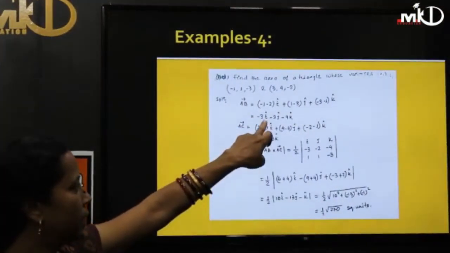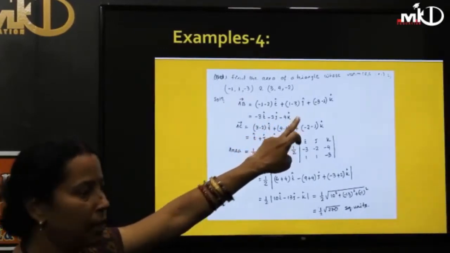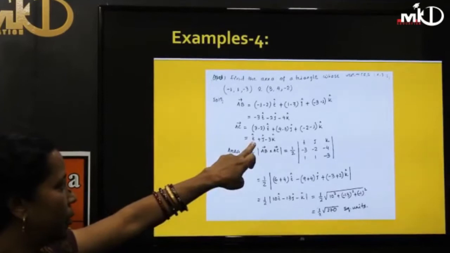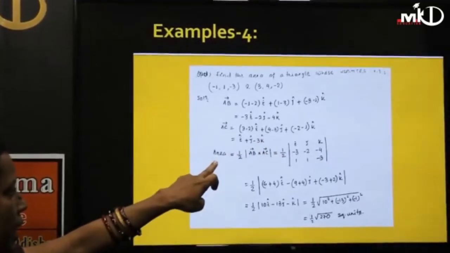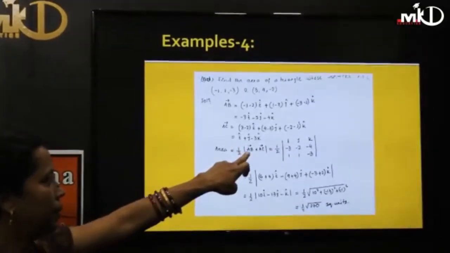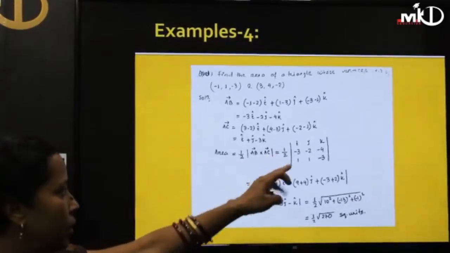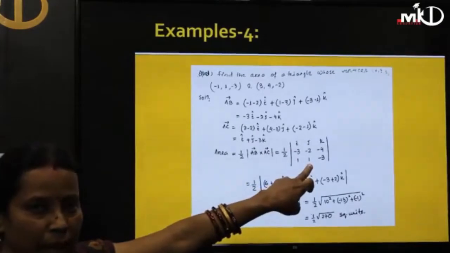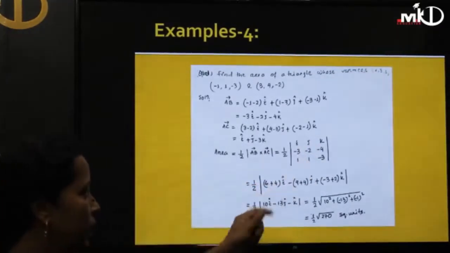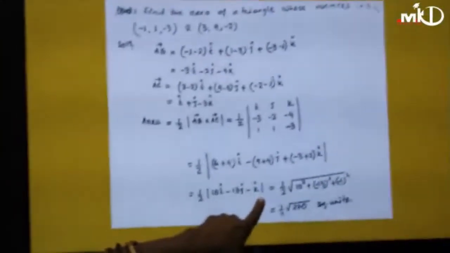So AB vector is equal to minus 3i cap minus 2j cap minus 4k cap, and AC vector is equal to i cap plus j cap minus 3k cap. So what is the area? Area is equal to half the modulus of AB bar cross AC bar. We already know AB bar cross AC bar is found by the determinant, and now we find the vector is equal to 10i cap minus 13j cap minus k cap.